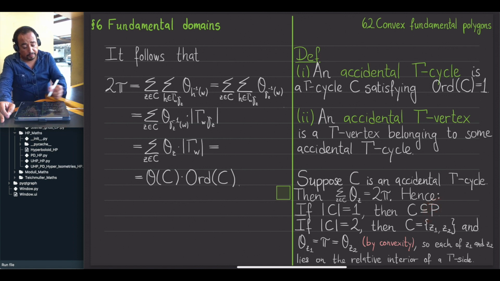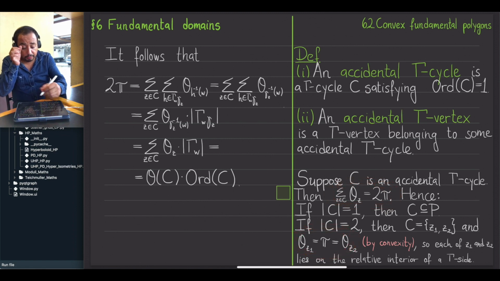So this means that the point is in P. So somehow the points in P are precisely those accidental gamma cycles with exactly one point. Okay, now if it has 2 points, let's say Z1, Z2, then on the one hand, by convexity, one can see that the angle subtended at each of them by P has to be at most pi, and because of this angle sum condition, both of them have to be equal to pi.